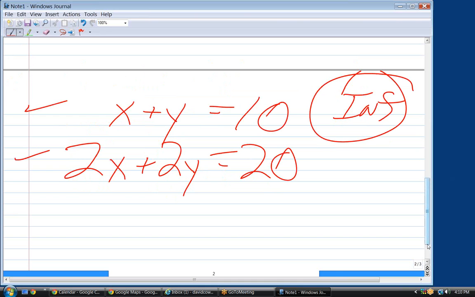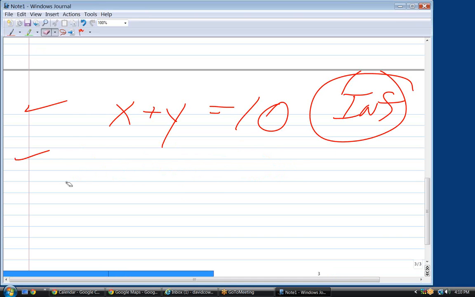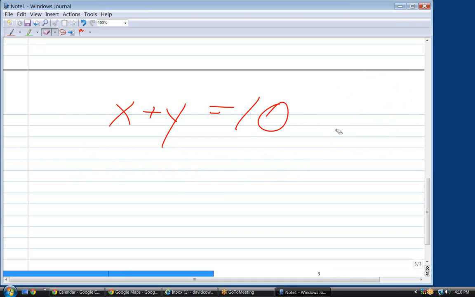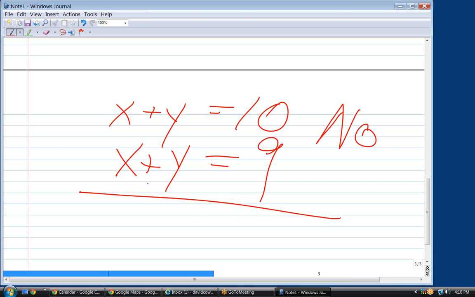Now, let's consider another possibility. If x plus y equals 10, and I say, well, also, x plus y equals 9, that is no solution. Why? If I subtract the bottom equation from the top, I get 0 equals 1. That can't be. There's no way x plus y could be equal to 10 while at the same time being equal to 9. That's impossible. Impossible means no solution.